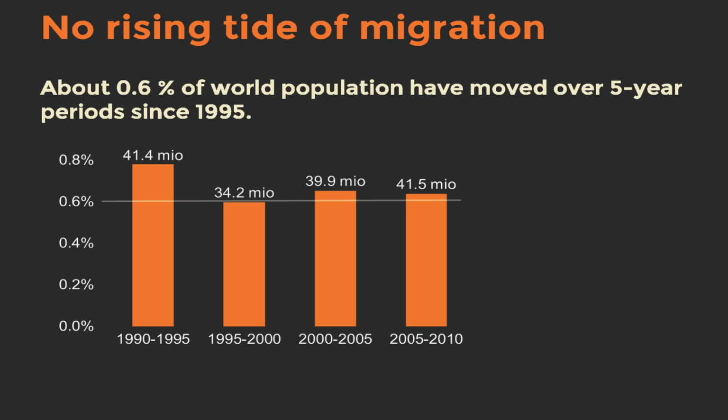And if we sum that up over the 4 time points and time periods, we get roughly 0.6% of the world population who have been moving over 5-year periods. And it's quite a small number, actually. 0.6% corresponds to about 41 million people. It's been slightly higher in the first period of the early 1990s, mostly because of violent conflicts in Rwanda and Afghanistan that triggered a lot of movement. Also the fall of the Iron Curtain. It all calmed down then and has been mostly stable since then. So there isn't really a rising tide of migration according to our estimates.